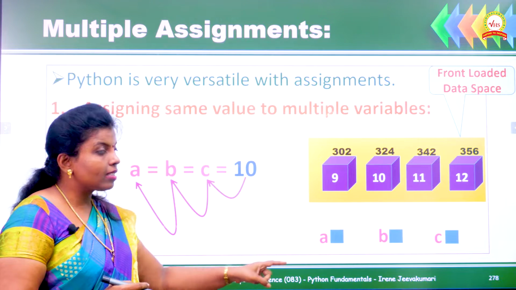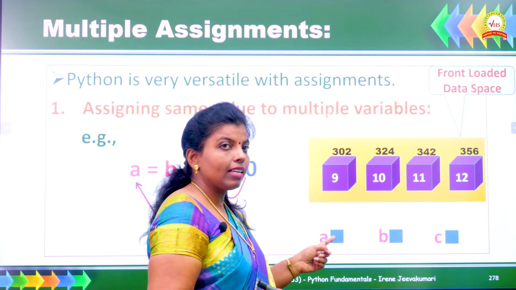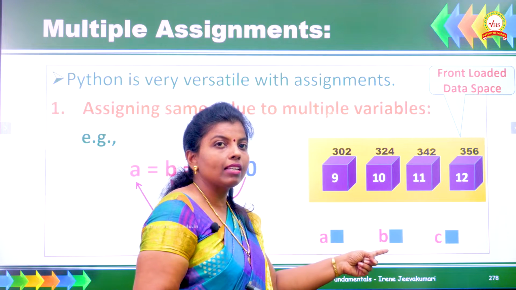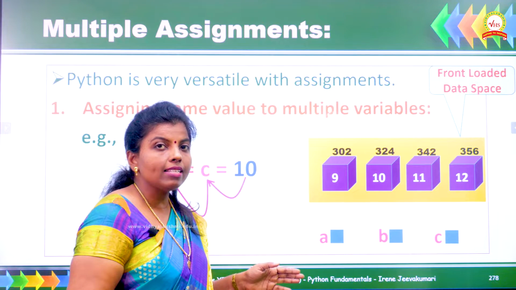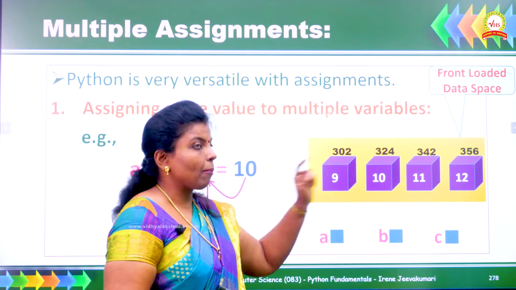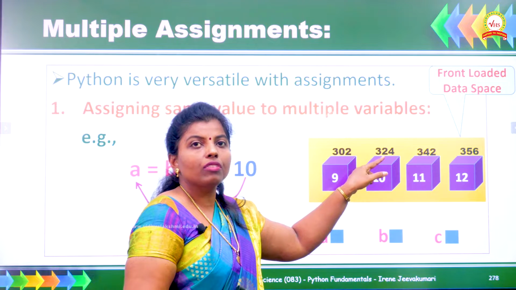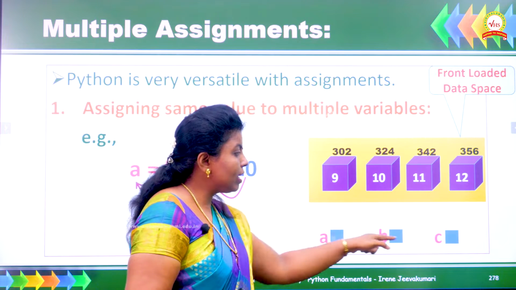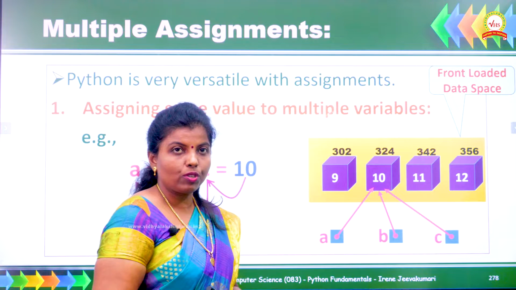So for all these 3 variables, you can see the label has been created. For A there is a label created, for B there is a label created, and for C also there is a label created. All these labels will be referencing the value number 10, where number 10 is stored, in the memory location, say 324. So all these variables will be referencing the memory location where number 10 is stored.